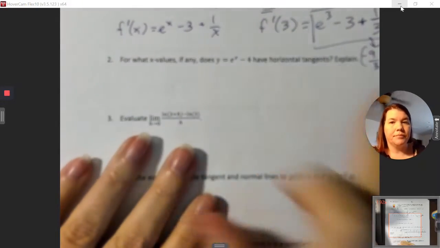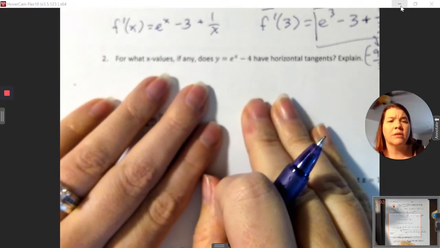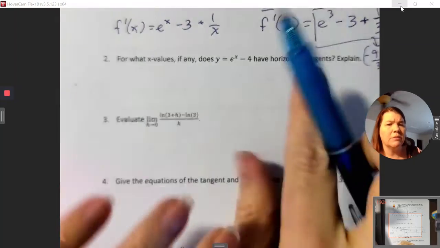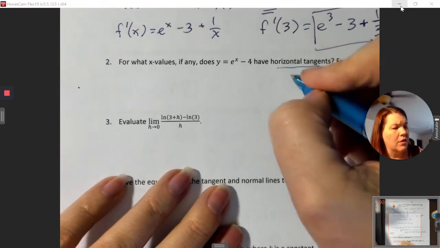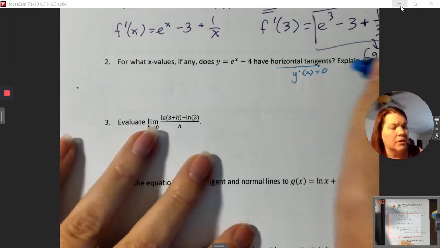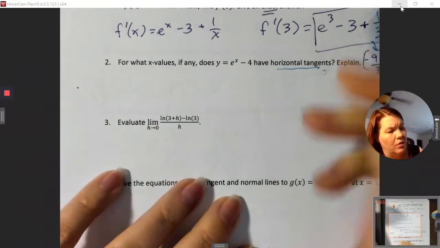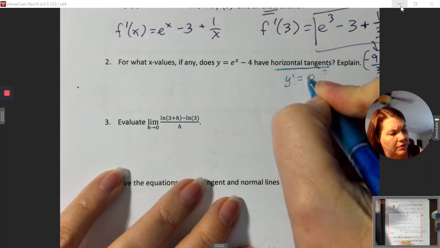All right. What x values, if any, does e to the x have horizontal tangents? Explain. This is a different question. What does it mean for the tangent line to be horizontal? The tangent line is horizontal when y prime of x is 0. So the tangent line is horizontal when the derivative is 0. Horizontal: y prime equals 0.